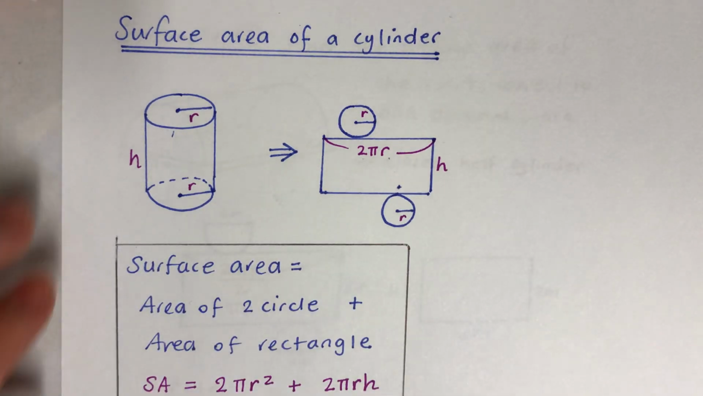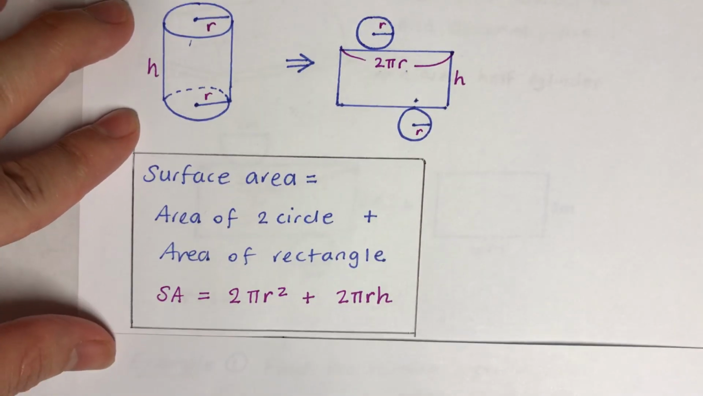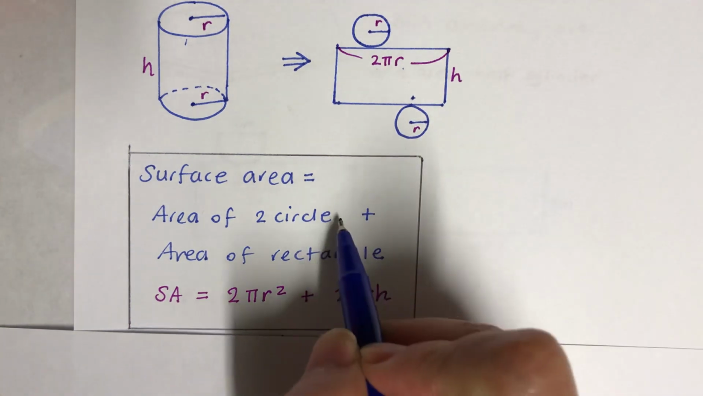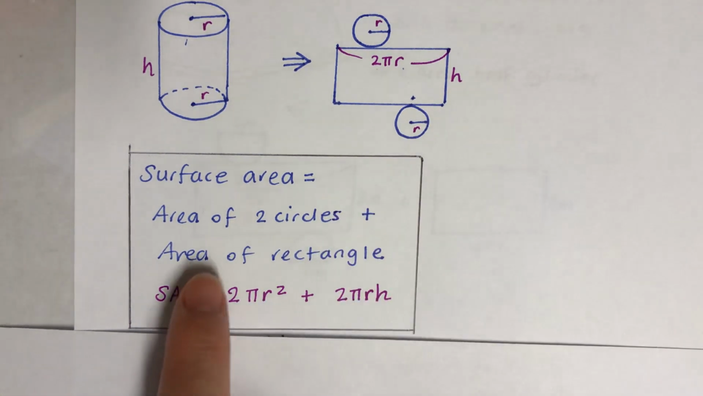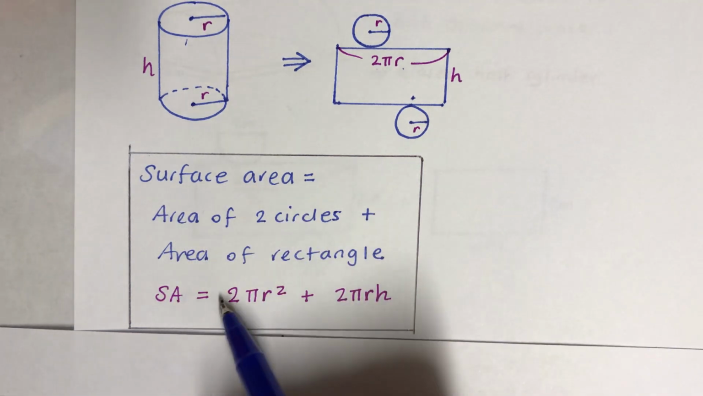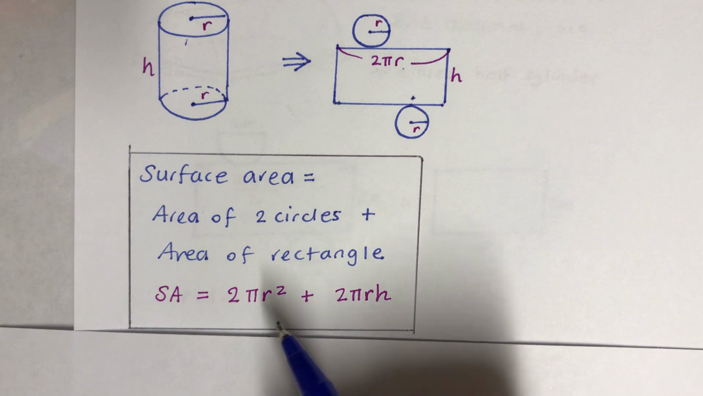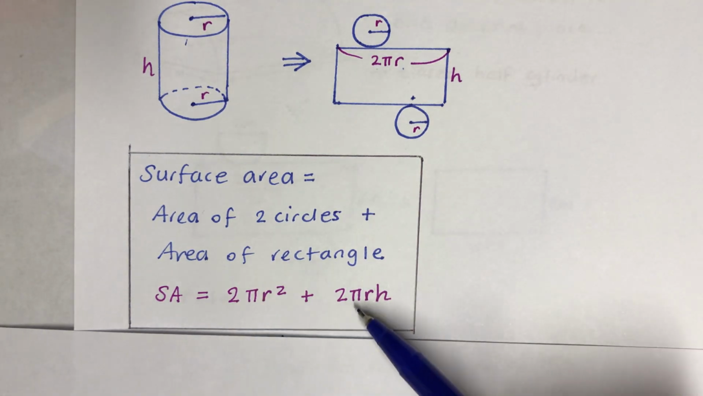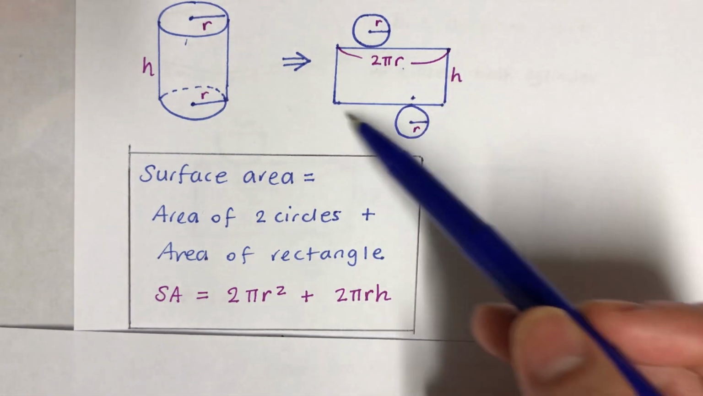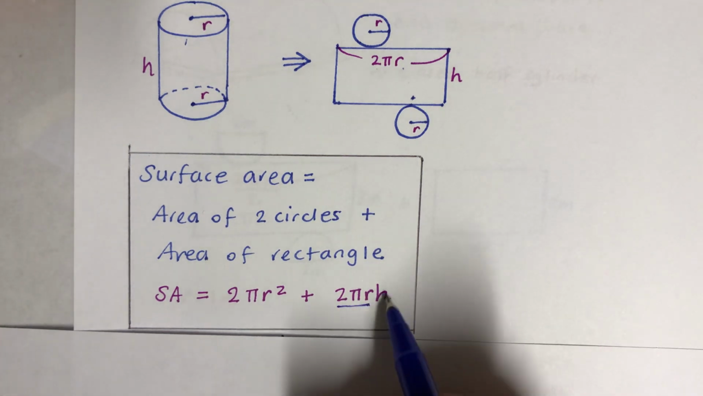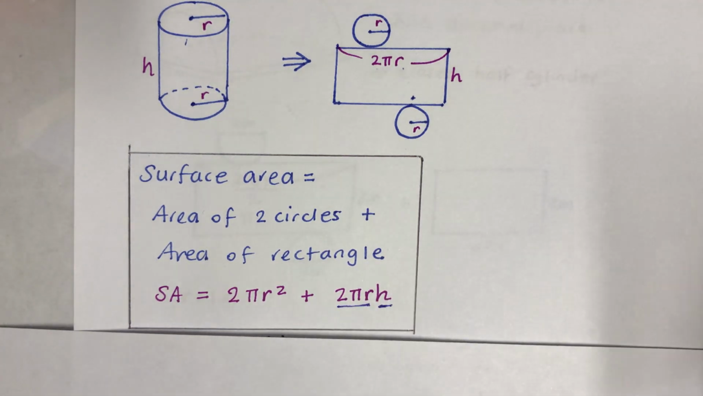Okay, let's sum up with this formula. So the surface area of a cylinder is the area of 2 circles plus the area of the rectangle. Now SA is the surface area, and 2 pi r squared, because the area of a circle is pi r squared, but there's 2 of them, so we times by 2. And then the area of the rectangle is length times width. The length was 2 pi r, and the width was the height, h.